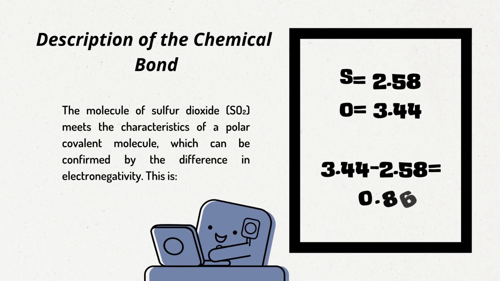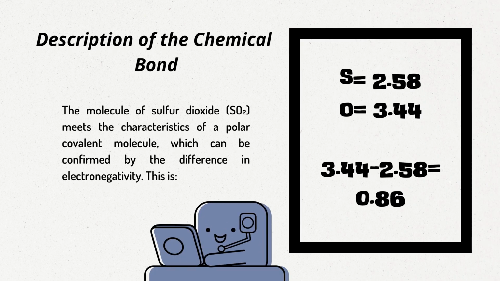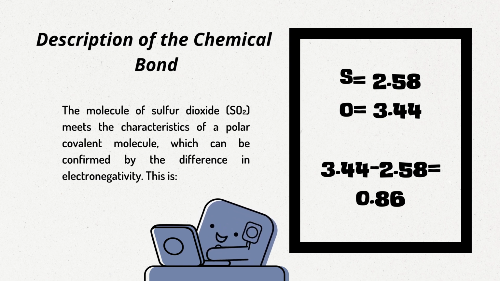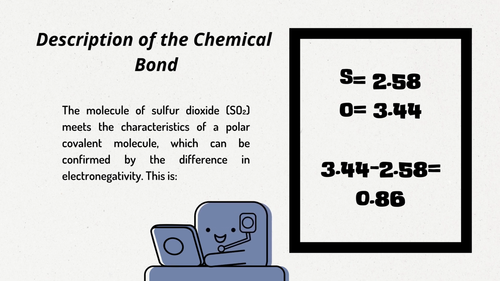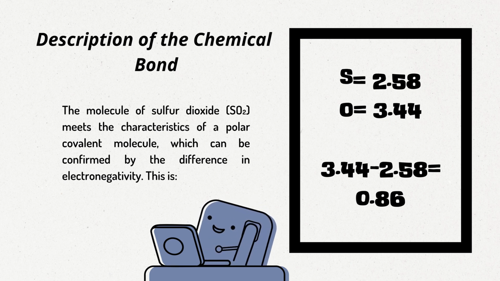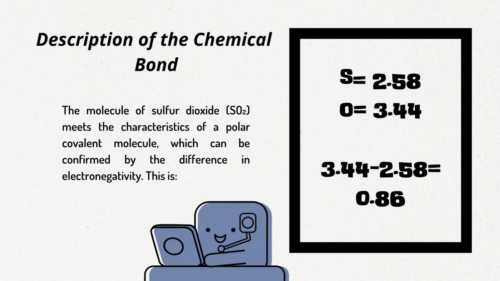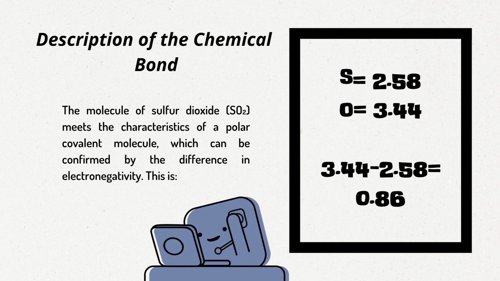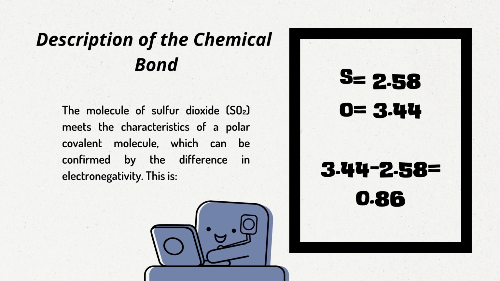Description of the chemical bond present in the molecule. The molecule of sulfur dioxide meets the characteristics of a polar covalent molecule, which can be confirmed by the difference in electronegativity. Sulfur has an electronegativity of 2.58 and oxygen has an electronegativity of 3.44. The difference between them is equal to 0.86. Remember that electronegativity refers to the ability of an atom to attract electrons when combined with another element.